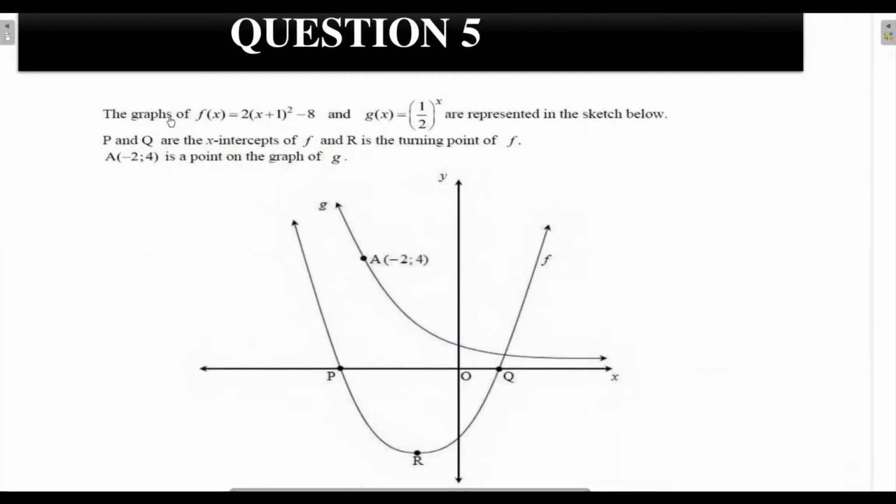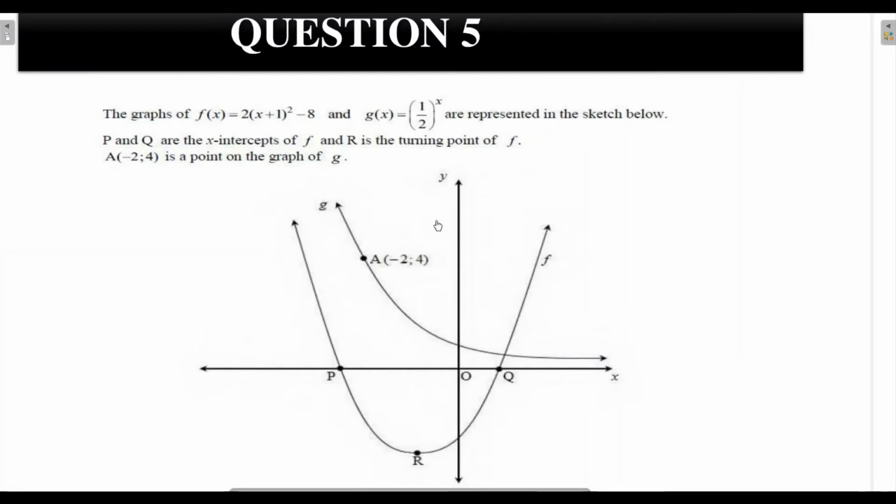Question 5. The graphs of f of x, which is equal to 2 open bracket x plus 1 all squared minus 8, and g of x, which is equal to a half all raised to the power of x, are represented in the sketch below. P and Q are the x-intercepts of f, and R is the turning point of f. A, with the coordinates of -2 and 4, is a point on the graph of g.